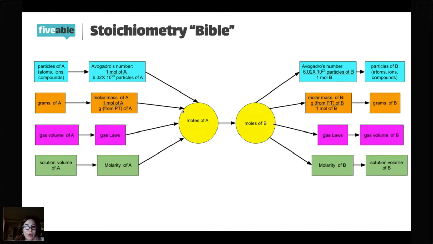So now that we have moles of our given, we're going to use the mole ratio found in the balanced equation to change from A to B. The only way to change from A to B is through moles. We cannot change with any other unit. But once we have moles of B, then we can change to any unit that we're asked for. So we can change again to particles using Avogadro's number, or to grams using the molar mass, or to volume of a gas using the gas laws, or to volume of solution using molarity.